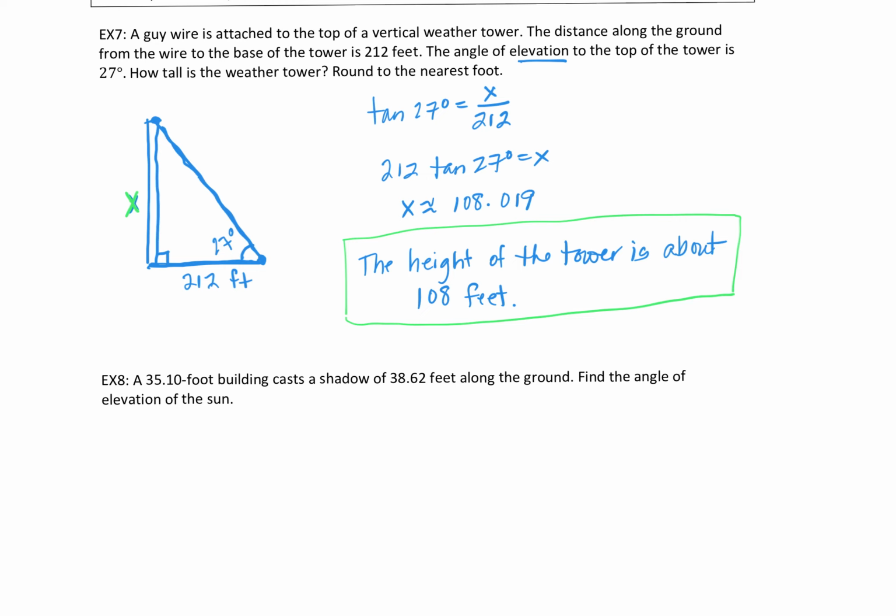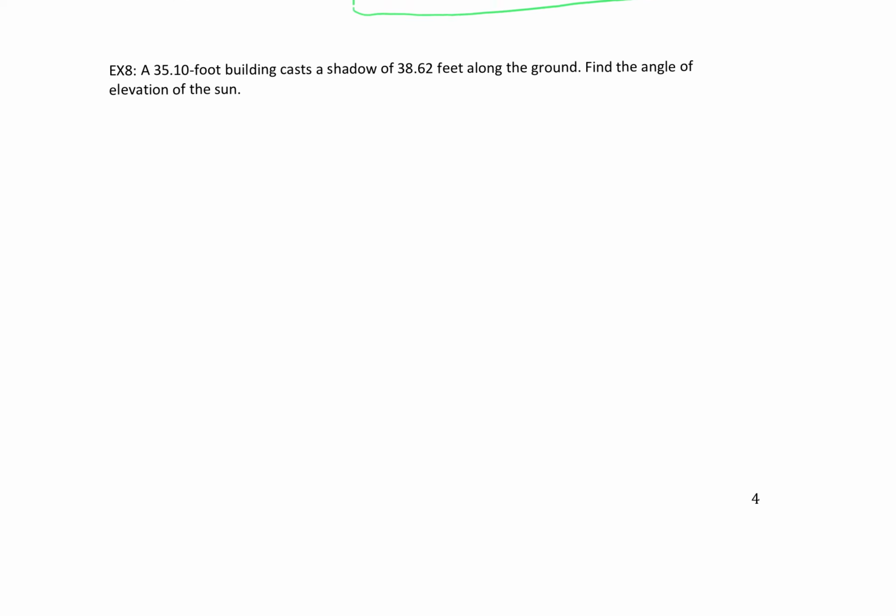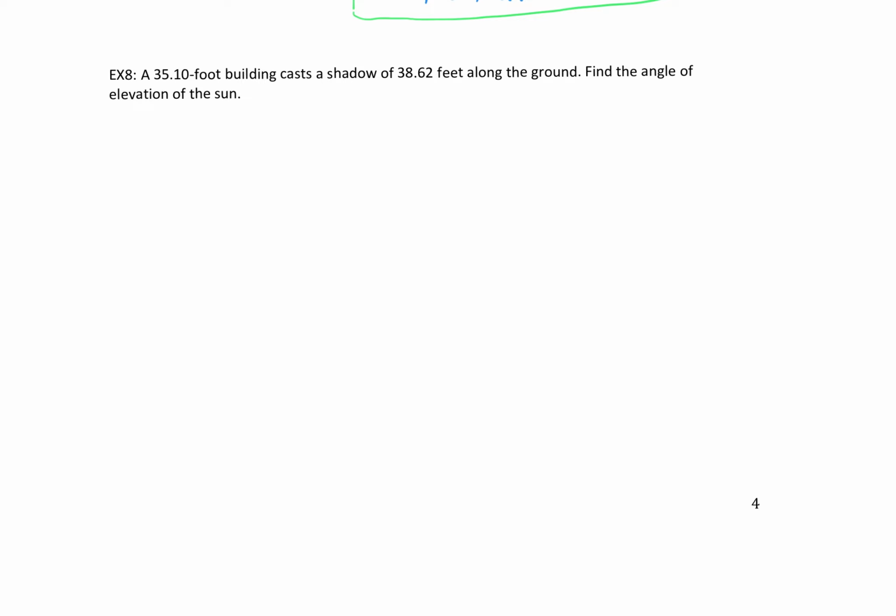So there's no need for you to define it. Let's try another example. We have a 35.10 foot building. Now notice that that 0 is not necessary. I could have written 35.1. So that gives me a hint that I'm probably going to have to use significant figures to round.